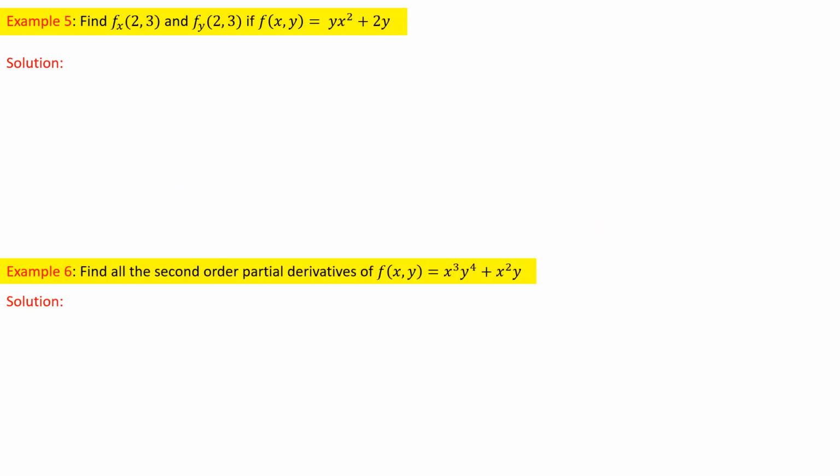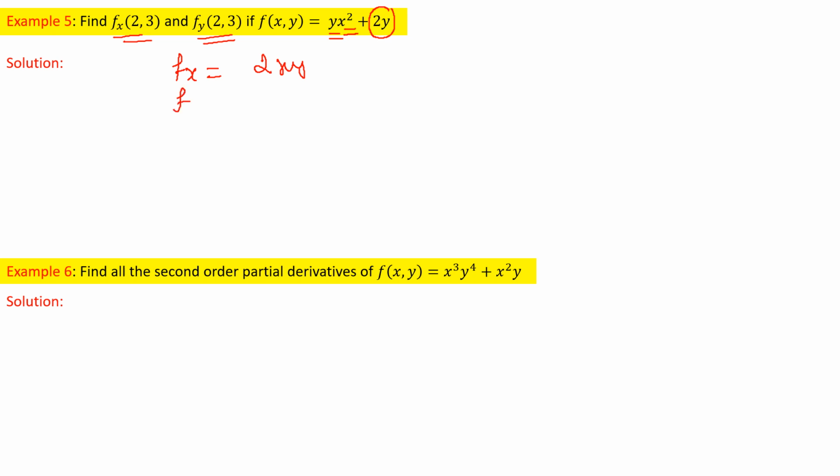Sometimes we are asked to calculate the derivative at some specific points. So here we need to find fx at 2, 3 and fy at 2, 3. So as usual, first you calculate fx. So fx will be, here y is constant, derivative of x power 2 with respect to x will be 2x. So we have 2xy. And here second term there is no x, it will be 0.